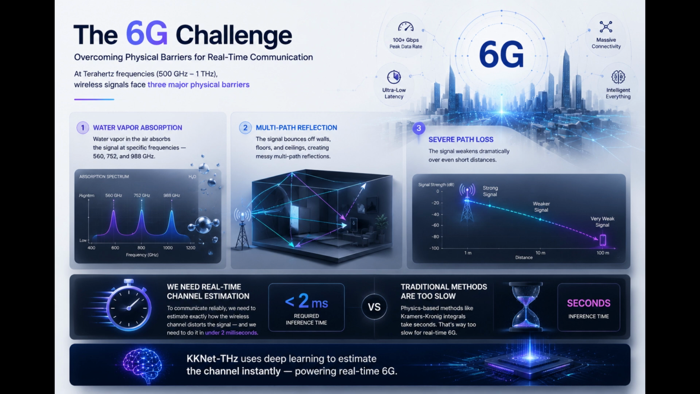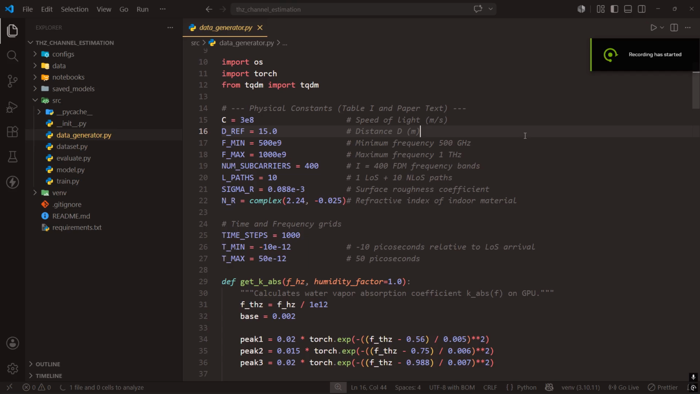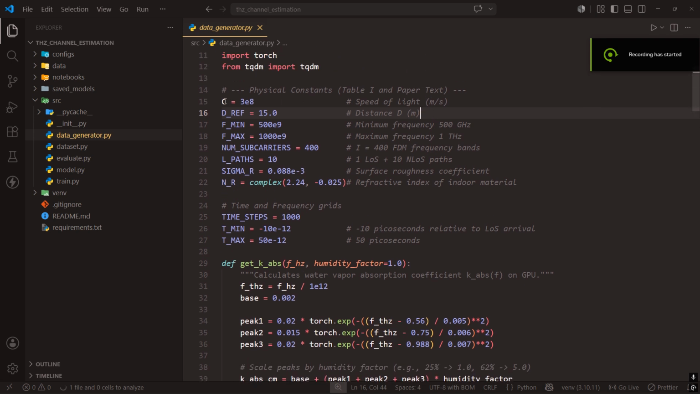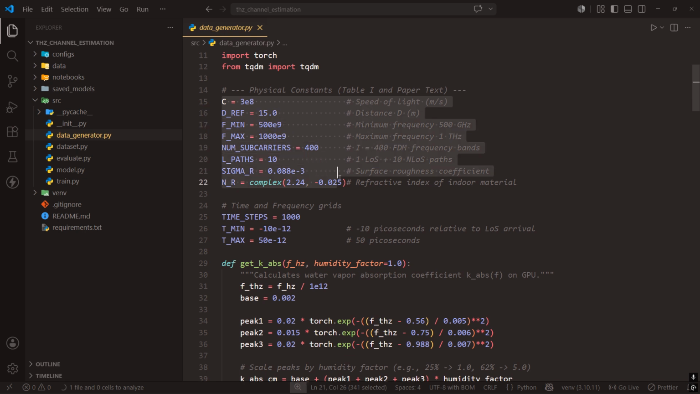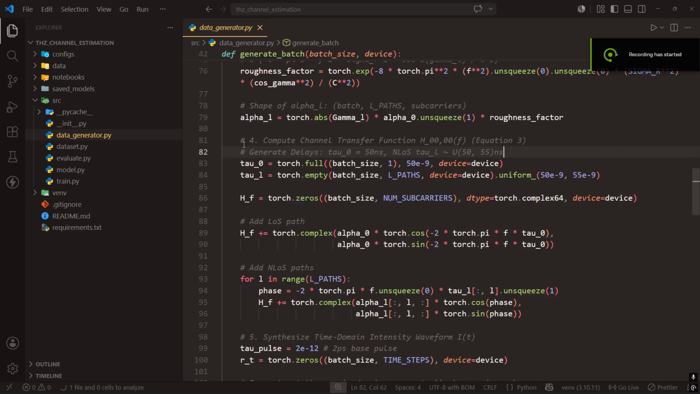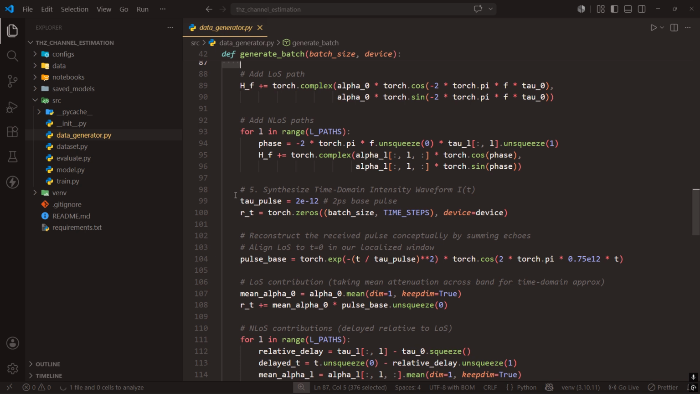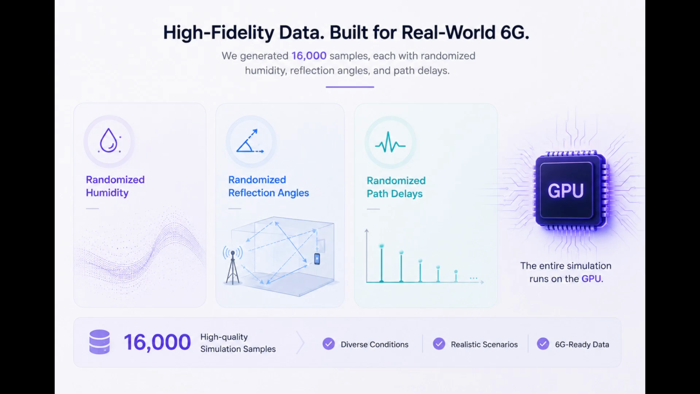First, let me show you the foundation, our physics simulation engine. We built a complete terahertz propagation simulator from scratch in PyTorch. It models free space path loss, molecular absorption, 10 non-line-of-sight reflection paths, and a local oscillator mixing stage. This simulator generates two things: the time domain intensity waveform, which is what a real receiver would physically measure, and the ground truth channel transfer function in the frequency domain, which is what we need to recover. We generated 16,000 samples, and the entire simulation runs on the GPU.